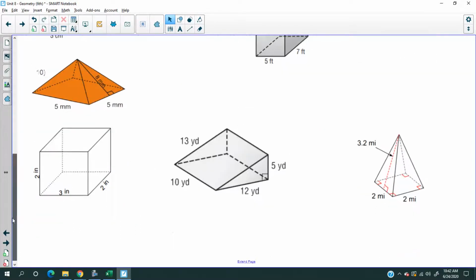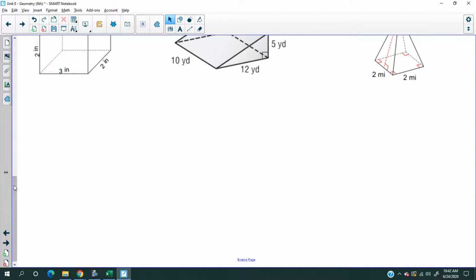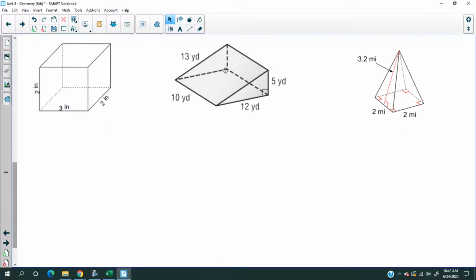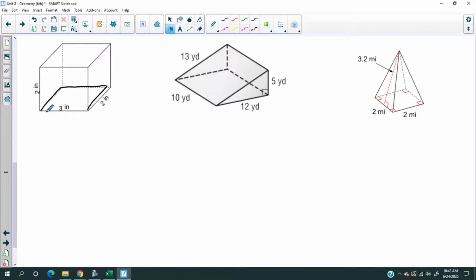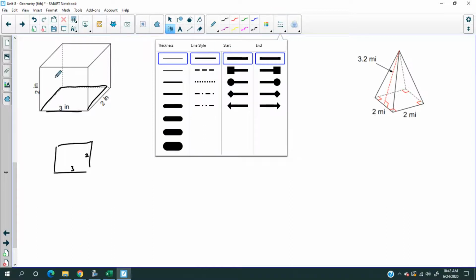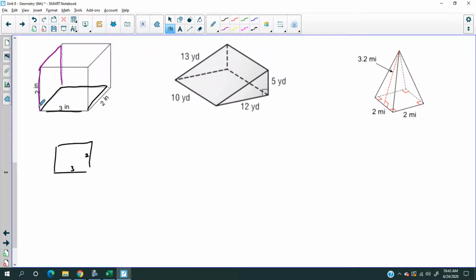All right, so we'll draw a net for them, and then we'll calculate the surface area. Let's draw a net for each. So here we have this. So that's 3 by 2. I'm going to draw it a little less neat than usual because I want to finish this. So we got the left and right sides of the box. Now what is that? That's 2.